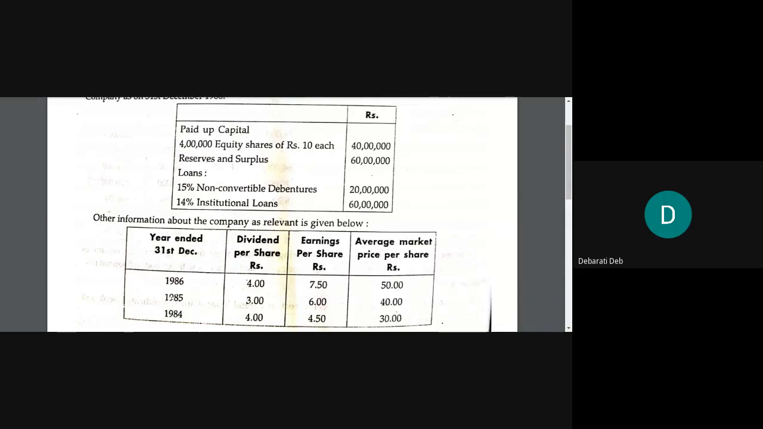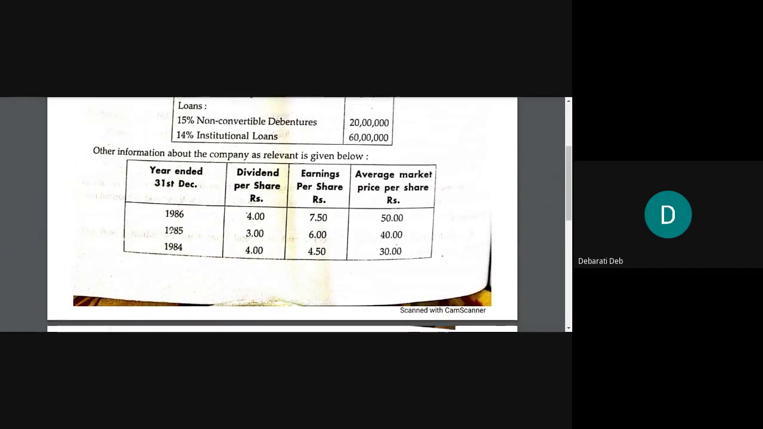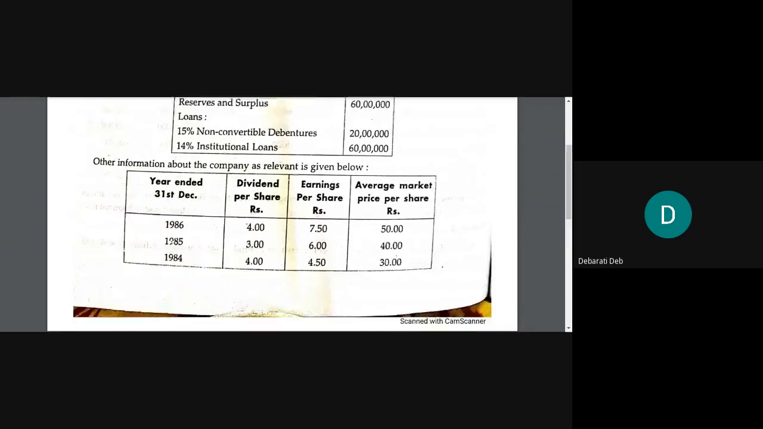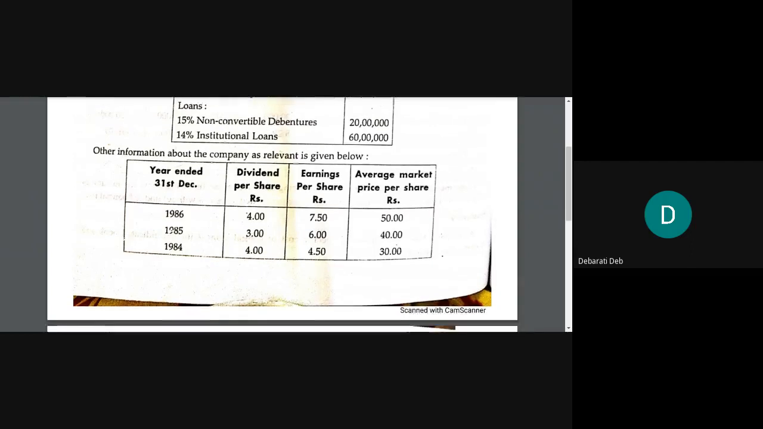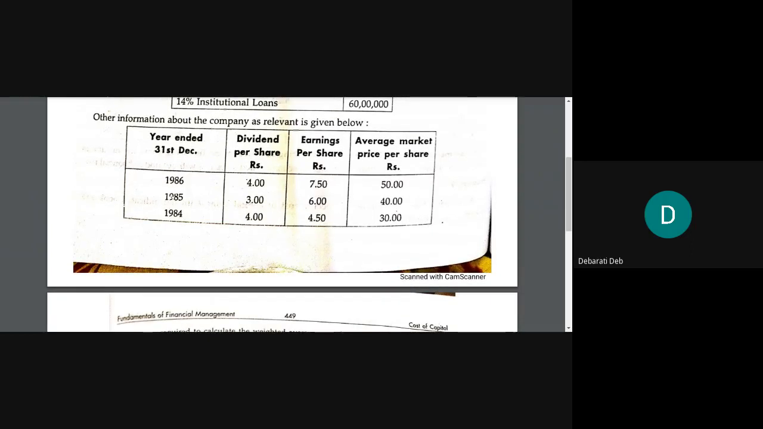Then there are loans of two different types. One is debentures at a 15% rate of interest, and one is from an institution, and the rate of interest is 14%. So two types of loans are there, and the third one is reserves and surplus, and the fourth one is equity share capital. So four types of capital are given, since debentures are of two separate categories. Then the rest of the information is given as previous years' data.